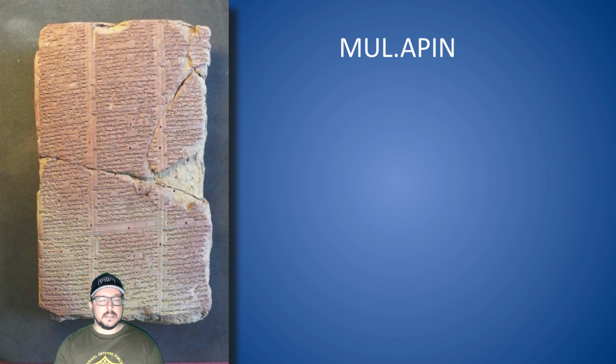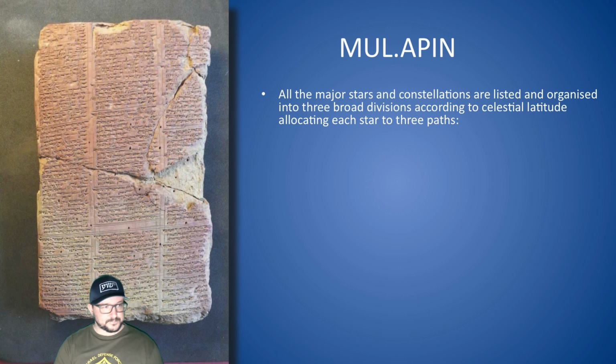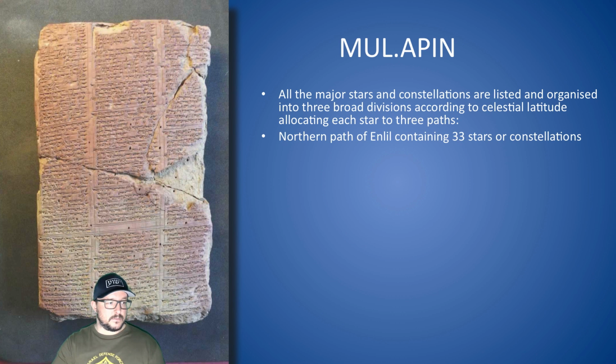But if we have a look at the history of Chaldean and Babylonian astronomy, and we look at the tablets which they've left to us, this is the MUL.APIN, we can see how they used to read the constellations and the stars. So they would take record of the stars in the morning, and they would take record of the stars in the evening. So the MUL.APIN lists all the major stars and constellations and organizes them into three broad divisions according to celestial latitude, allocating each star to three paths. So one would be north, one would be equatorial, and one would be south of the equator.